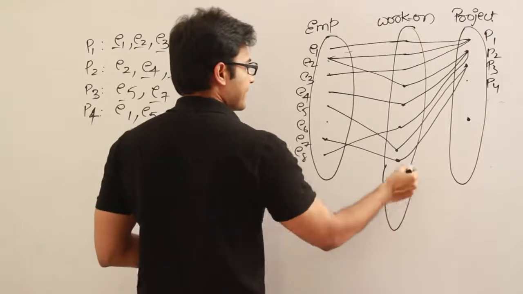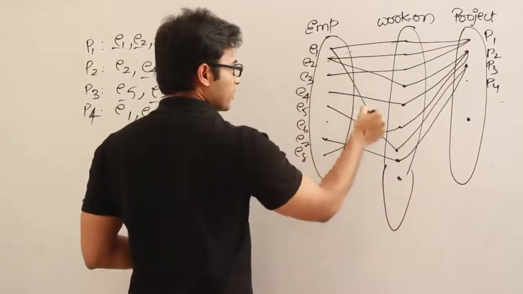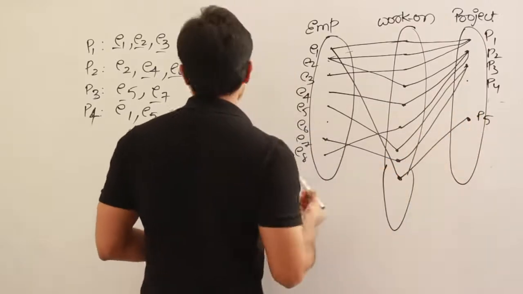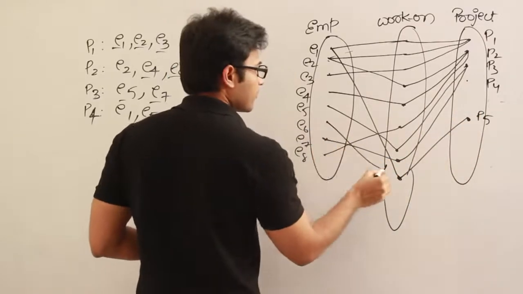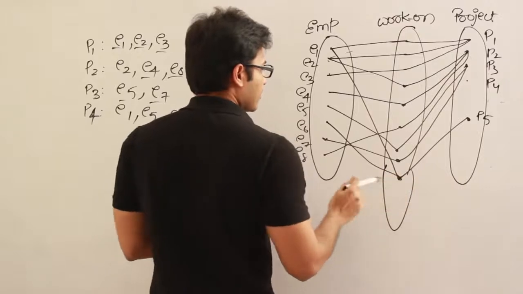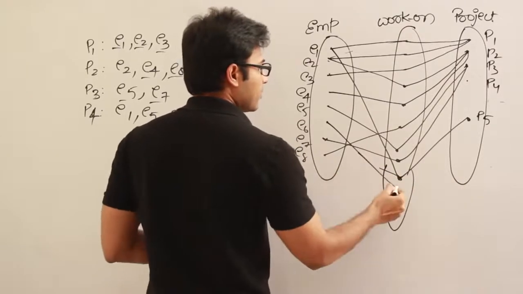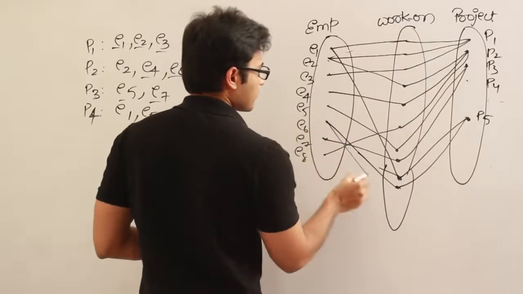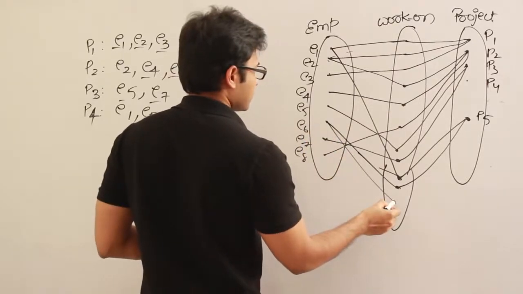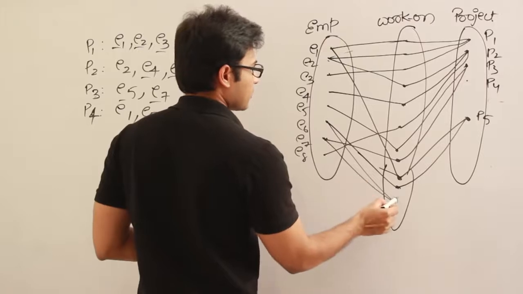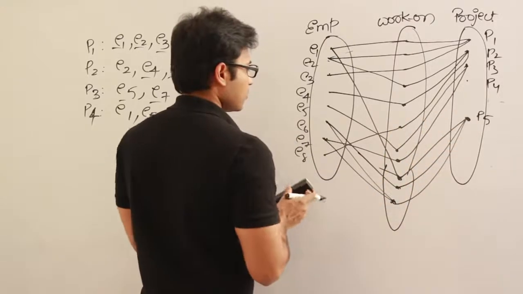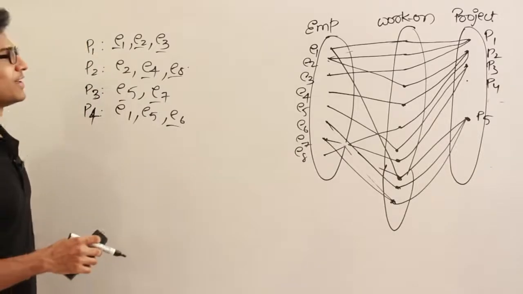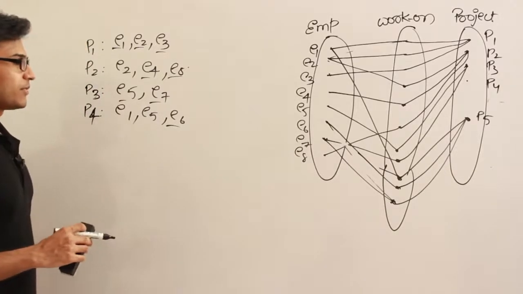So E1, E5, E5 and E6. Yeah, E6 is from here. This is related to P5, right? Okay, now that is how it looks like. Got it? So what is the specialty of this type of relation?